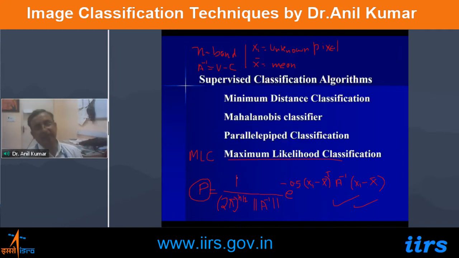Why can MLC not work unsupervised? Because it is using two parameters here, variance-covariance and mean. Mean is easy to define or to estimate with respect to iterations, but it may not be possible to estimate the variance-covariance. So that's why it can work very easily in supervised mode, but not in unsupervised mode, right?